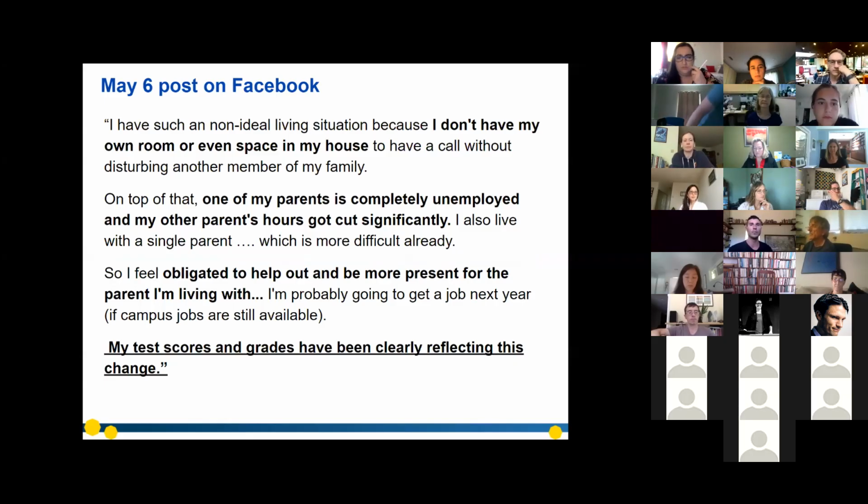So this particular post was on Facebook, and it's from a student who said that they really lived in a non-ideal living situation, right? They didn't have their own room or even their own space. So this can make studying extremely difficult, right? And one of their parents was unemployed, right? So there are employment issues that you might face as well, and students are really coming under financial hardship here.